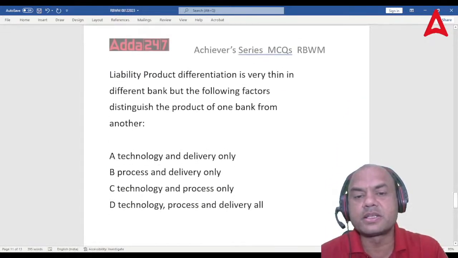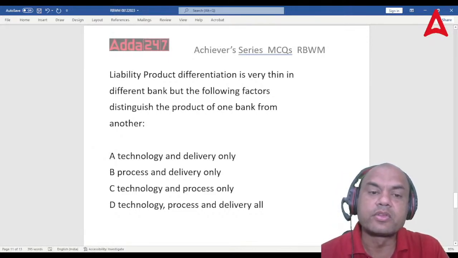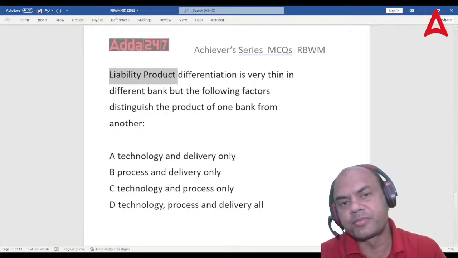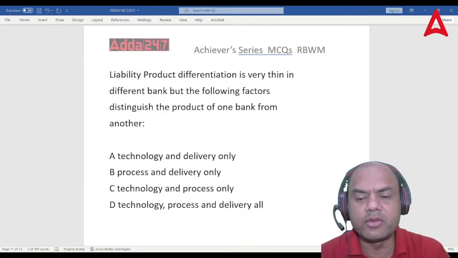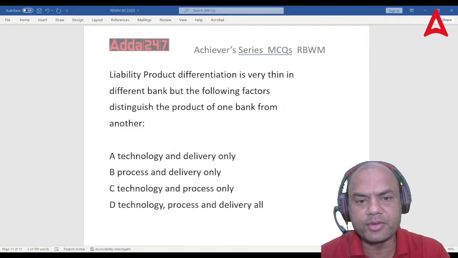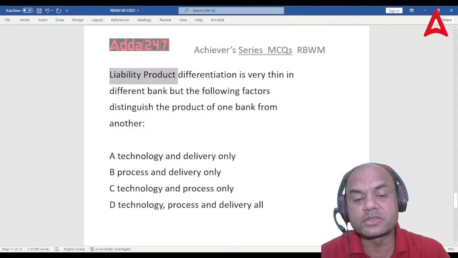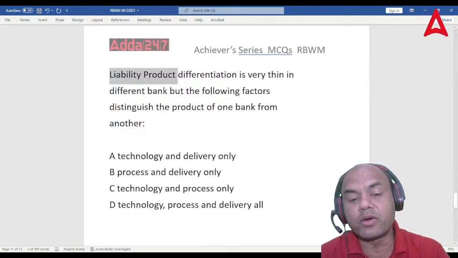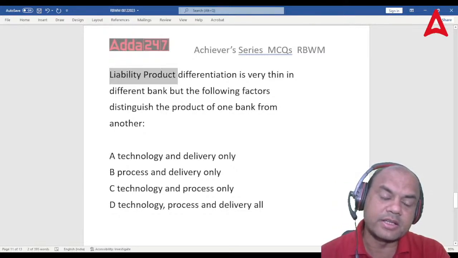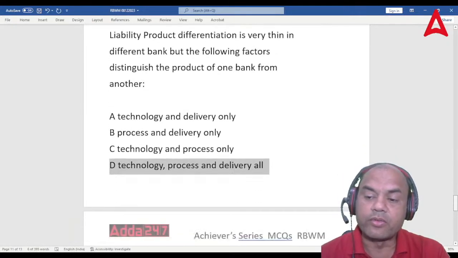Liability product differentiation is very thin in different banks, but the following factors distinguish the product from one bank to another. So liability product means what? Saving, current, FD. Now saving, current, FD is common. You go anywhere. Saving is saving, current is current, FD is FD. Let it be any bank. Okay. So what differentiates? Number one, technology and delivery, process and delivery, technology and process only, technology, process and delivery, all. So the answer is simple, isn't it? All, right?